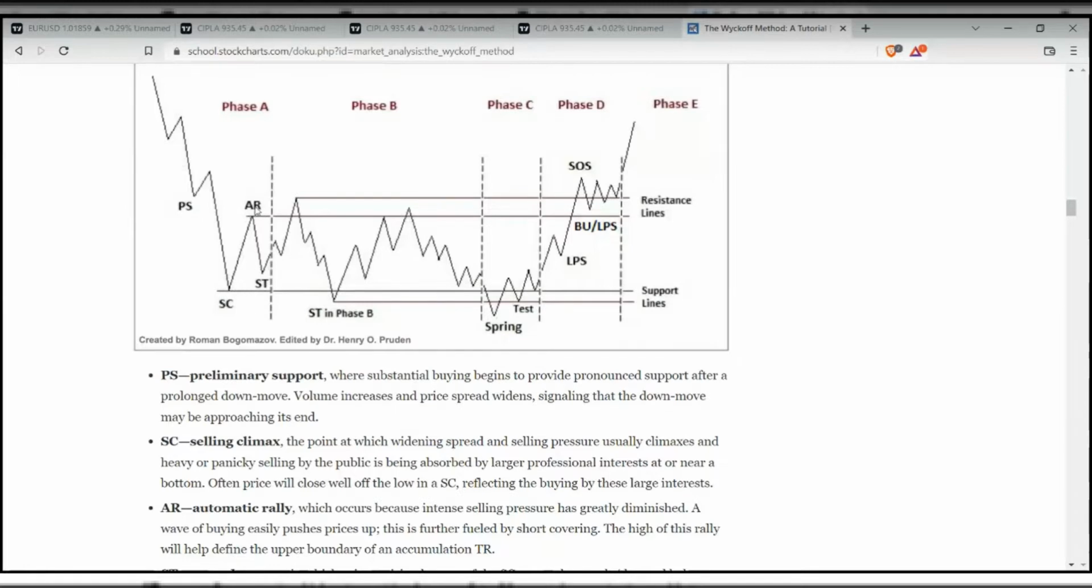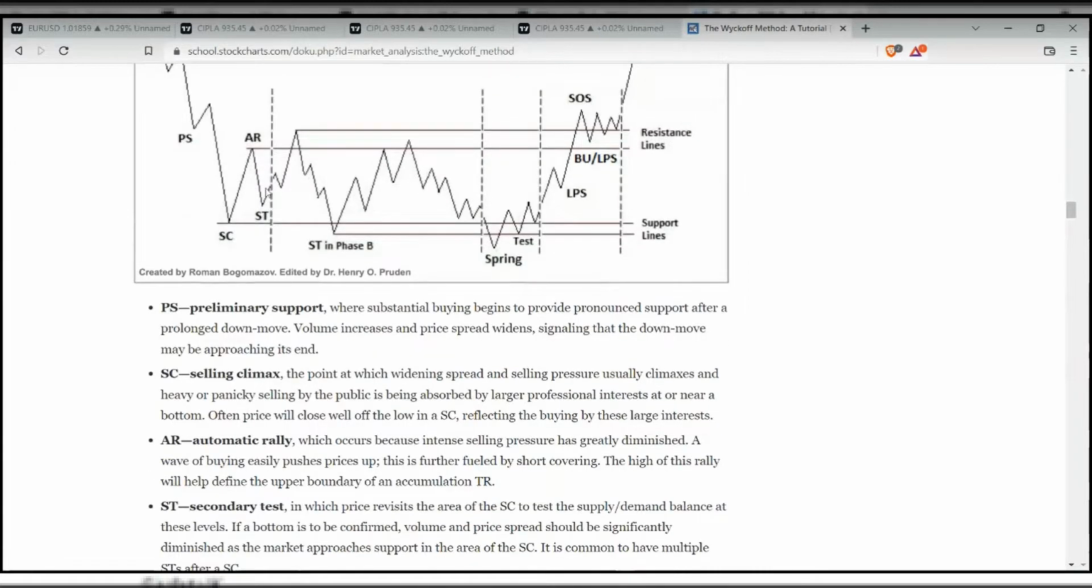So after this AR is done, the next retracement is called ST, secondary test. This test is testing this low. This low may break this SC or may not break, but it is coming back to test this. And then we may have another price going up. It doesn't necessarily need to break this high. It can be lower. We have this, and then we will have price moving down, breaking this lows.